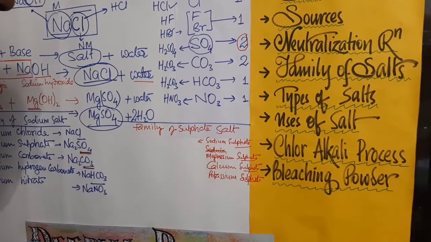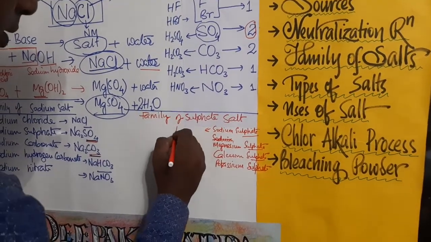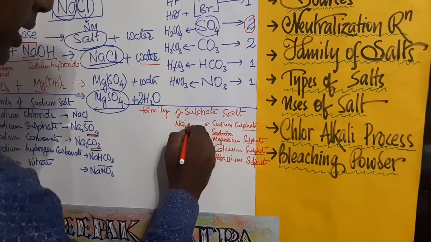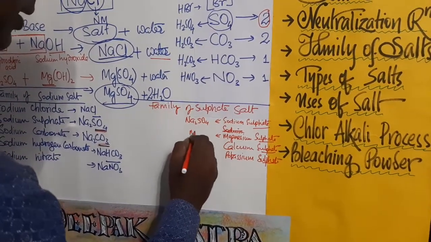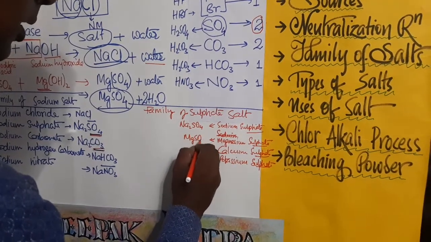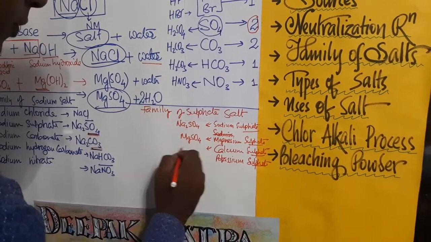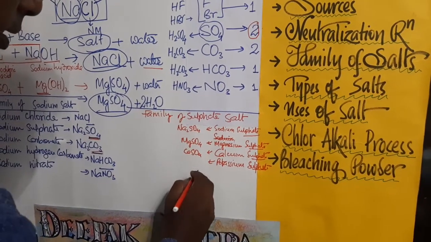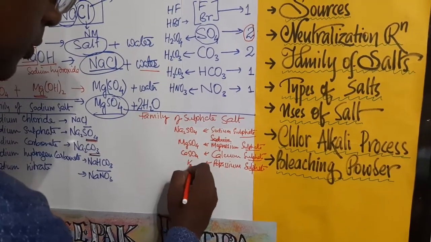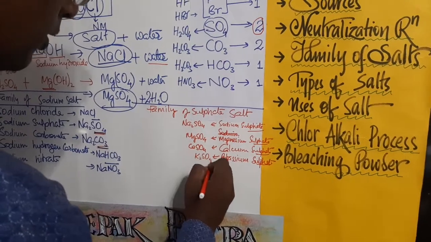Sodium sulfate, the formula is, we know, Na2SO4. Magnesium sulfate is MgSO4. Calcium sulfate, CaSO4. Potassium sulfate, the formula is K2SO4.